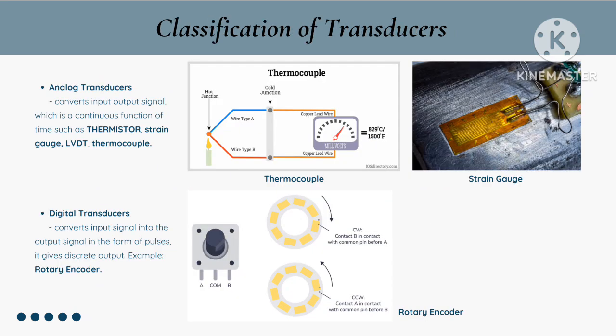Then now let's explore the classification of transducers. So kani nga classifications kay based ni siya on how they handle signals and their role in the measurement process. So first we have analog transducers. So it converts input-output signal, which is a continuous function of time, such as thermistor, strain gauge, LVDT, or thermocouple.